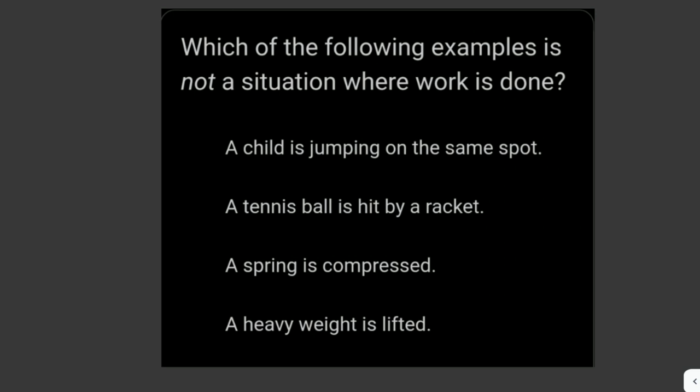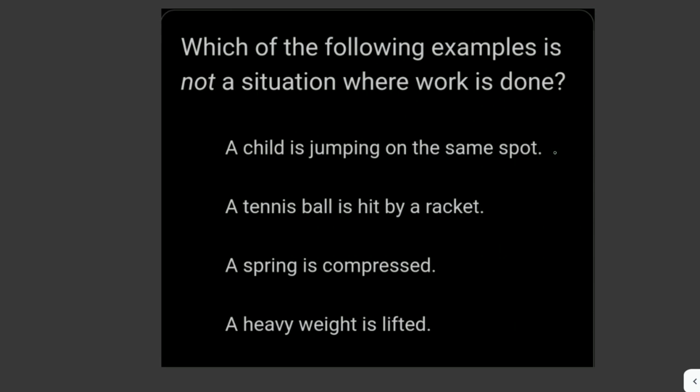Which of the following examples is not a situation where work is done? A child is jumping on the same spot, a tennis ball is hit by a racket, a spring is compressed, or a heavy weight is lifted. Now to do work as it is defined in physics, an object needs to change shape or size, like when a spring is compressed, has to change the speed or the direction of its motion, like when a tennis ball is hit by a racket, or needs to change its position with the direction of the force pointing in the same direction as the displacement of the object, like when a heavy weight is lifted.